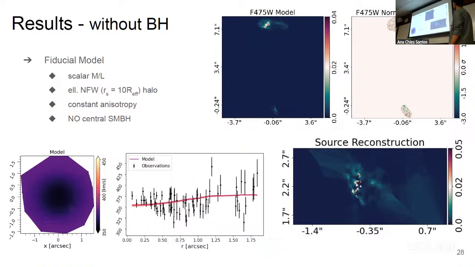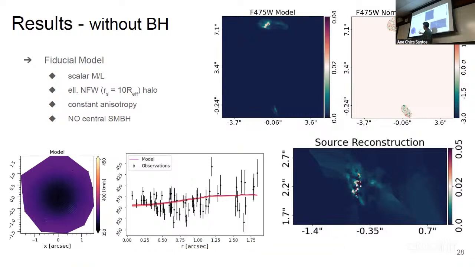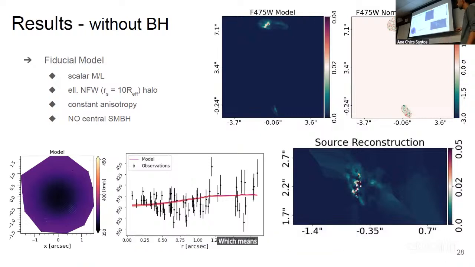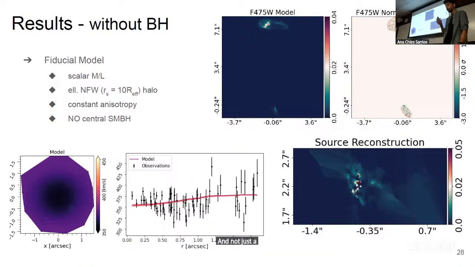Again, this is the lens model and the residuals, and this is the reconstructed source. By eye, we cannot see any differences in the lens model, but if you look at the dynamical model, we can see that we are not able to reproduce the central region of the velocity dispersion profile, which is the region most sensitive to the black hole mass. Which means that to be able to reproduce both data sets simultaneously with some confidence, we need to include a central point mass, and not just a point mass, but a very massive one.